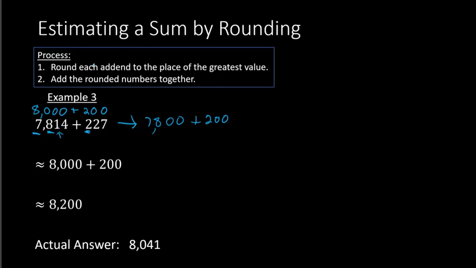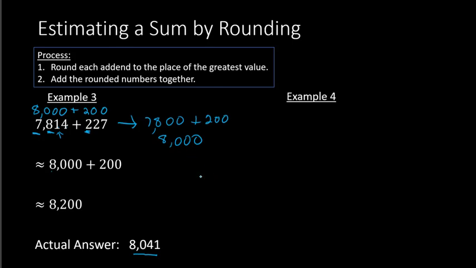So for this lesson, we're just going to round to the place of the greatest value. So whatever the first digit is, you're going to round that number. But just realize we could do this other ways if we wanted to. Because if you do it this way, 7,800 plus 200, 800 plus 200 is 1,000. So now we have 7,000 plus 1,000, that gives you 8,000 total. So notice that's a better approximation. It's closer to the actual answer, but it may be a little more difficult to do the math at times.